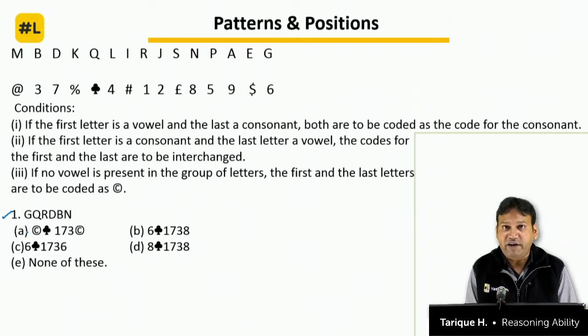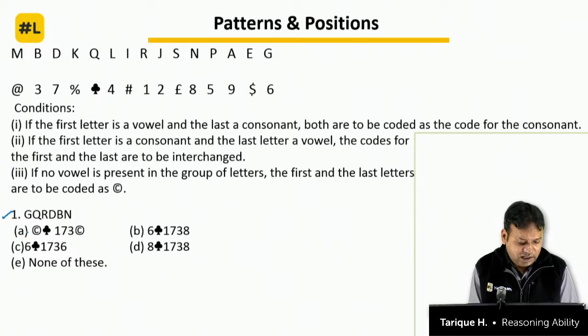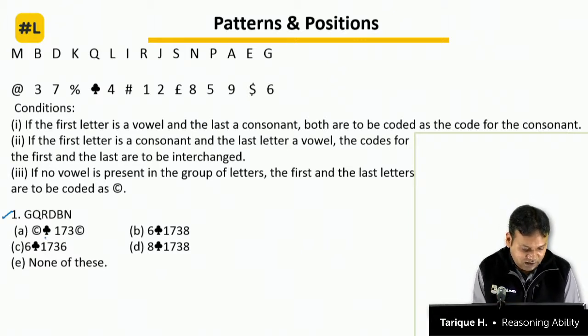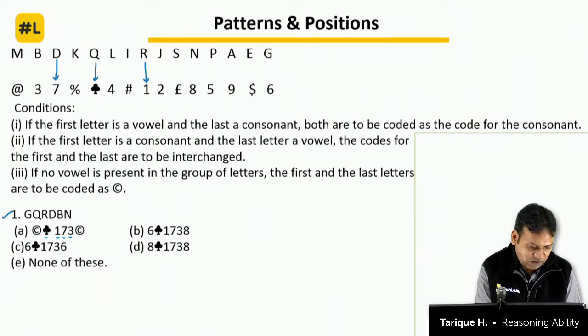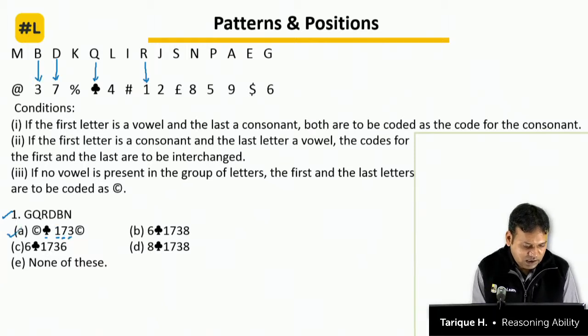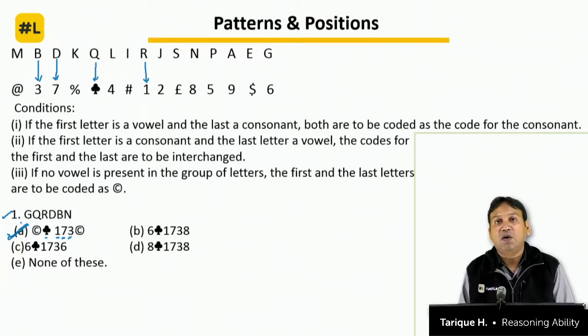But if you want to get all 5 questions right, by spending a little extra time, then that also can be done. For that, what we should do is verify whether the other symbols and numbers are right or not. So what is Q? Q is the tree symbol, so that's right. What is R? R is 1, so this is also correct. And then what is D? D is 7, that's correct. And what is B? B is 3, so that's correct. The entire thing is correct here. So the answer is definitely A. The answer is not none of these.